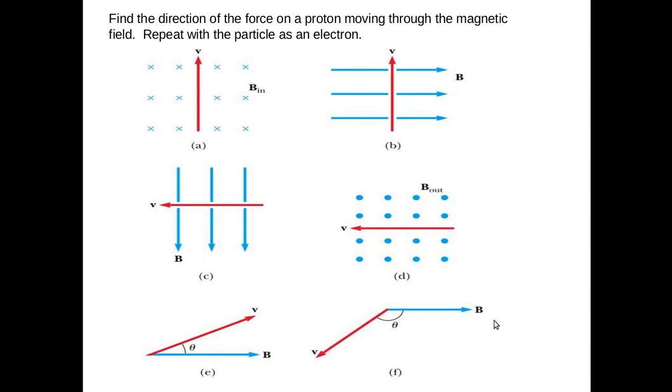Point your fingers in the direction of V, and curl them in the direction of B. My palm's kind of facing down towards the ground a little bit, so I'm going to curl my fingers under and around like that in the direction of B. My thumb's pointing towards me. So the force on a proton is towards me in part F, and the force on an electron is into the page for part F, because I have to flip my hand at the end.